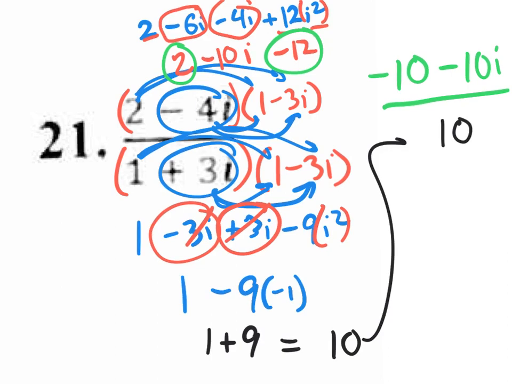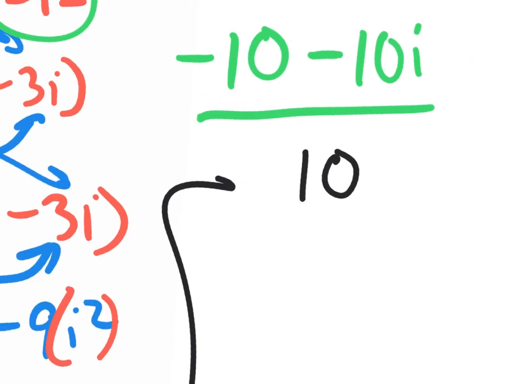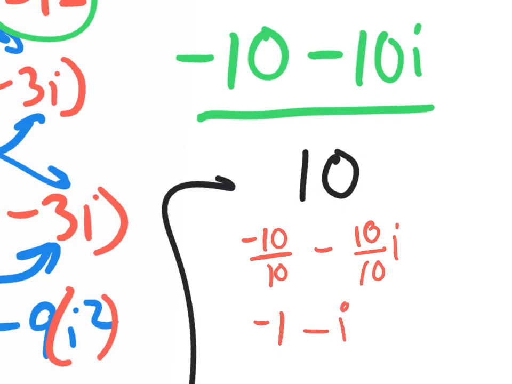There's my answer, but I can't leave it as a single fraction. I'm going to separate it. So what do I have when I separate it? Negative 10 over 10 minus 10 over 10 with an i. And yeah, negative 1 minus i is your final answer.